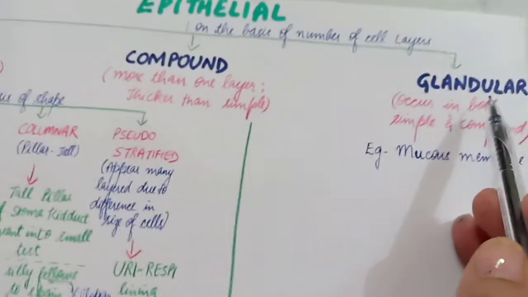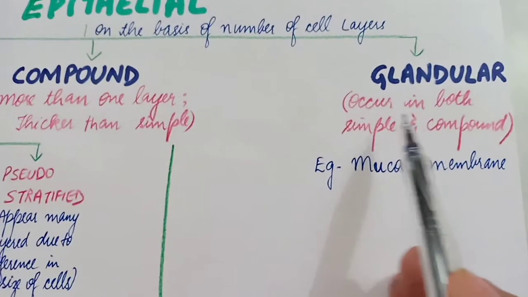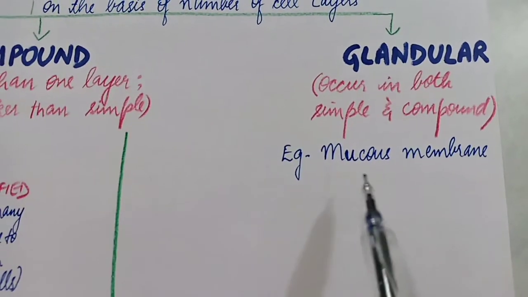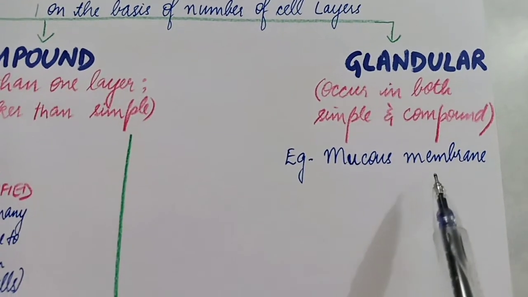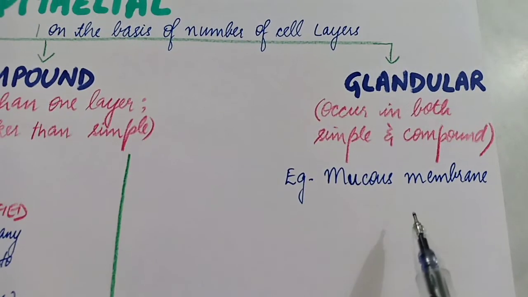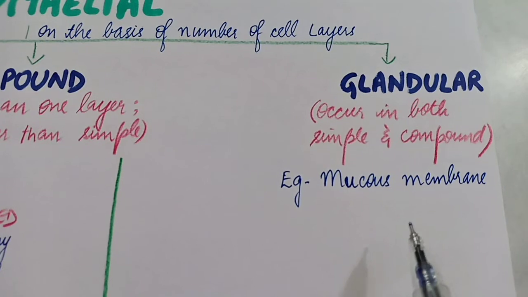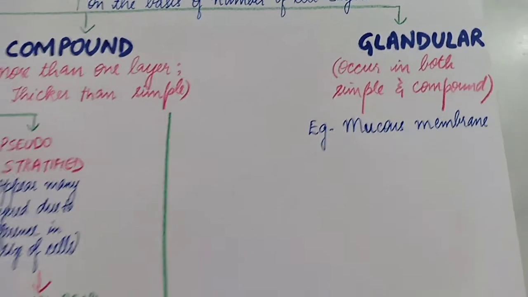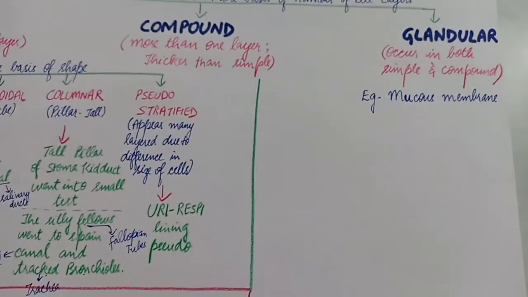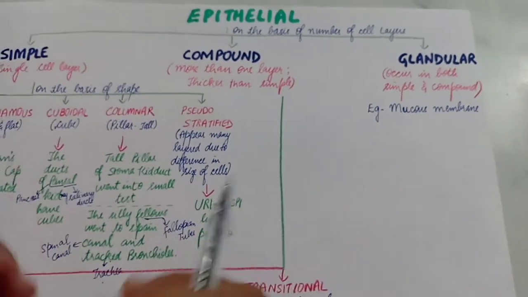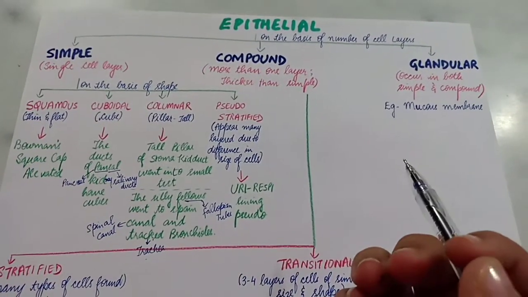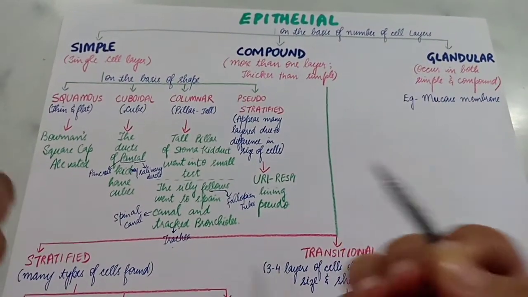Last is glandular epithelial tissue. As I told you, it occurs in both simple and compound. And a simple example is mucous membrane that contains many goblet cells. So children, this is how we have learned all the examples of the various types and subtypes of epithelial tissue. This is a short trick, and I think it will be beneficial for you.